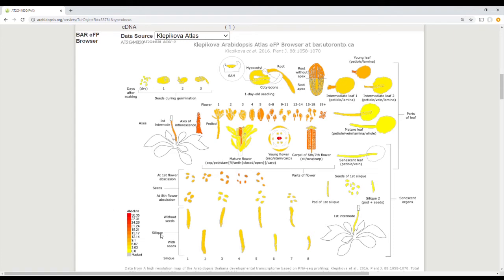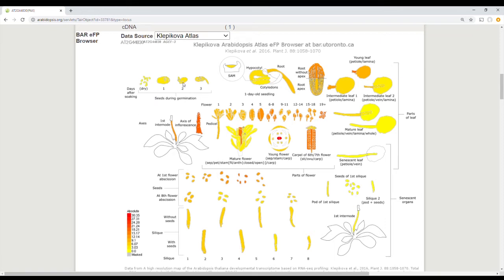It shows you a kind of heat map of where this gene is expressed in different cell types. So we've got a range from 0.0 to 30.35. And that 30.35 means that it's expressed in a higher concentration, or there's more of it being expressed.